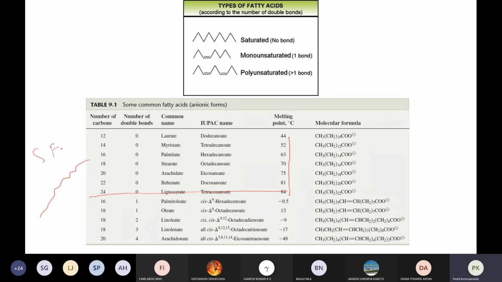Whereas in the case of unsaturated fatty acids, you can see here that the carbon 16 containing unsaturated fatty acid is palmitoleic acid, which has one double bond. The oleic acid also has one double bond, but with 18 carbons, and linoleic acid has two double bonds and 18 carbons. Linolenic acid has three double bonds and 18 carbons, and arachidonic acid has four double bonds and 20 carbons.